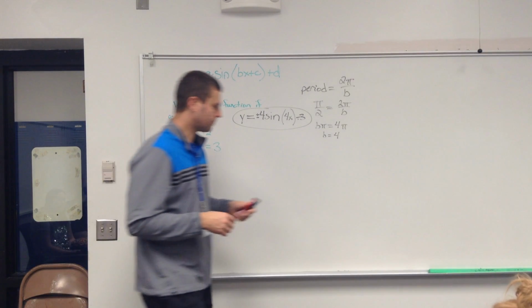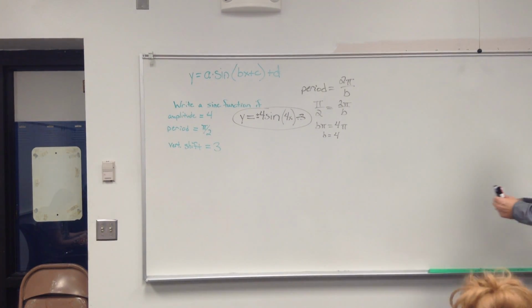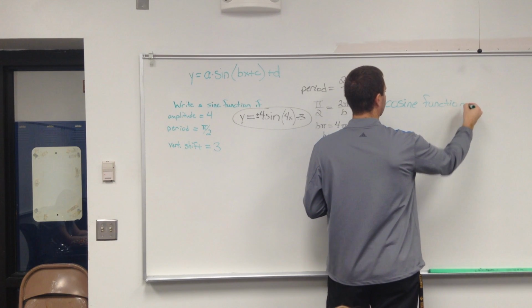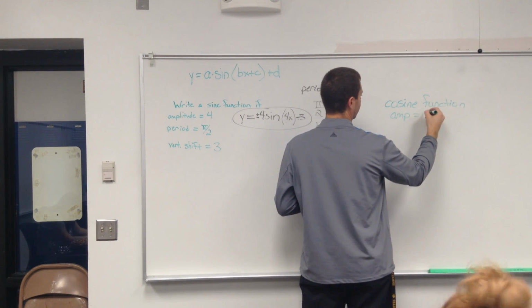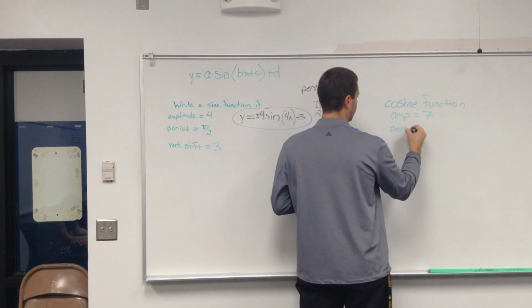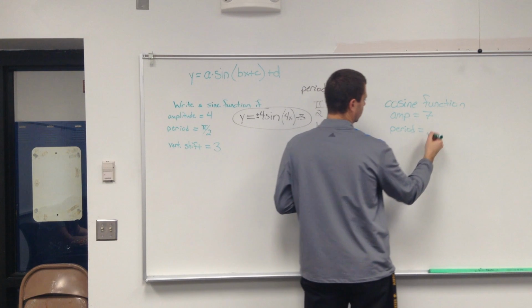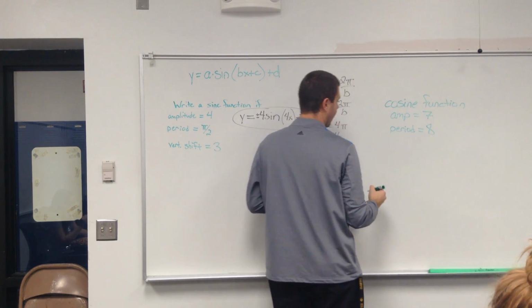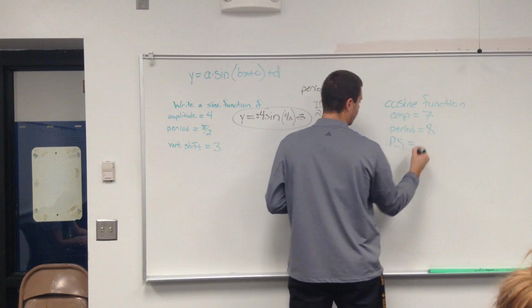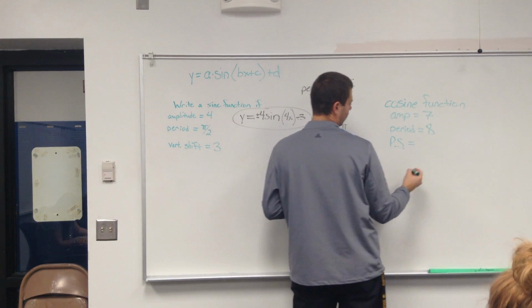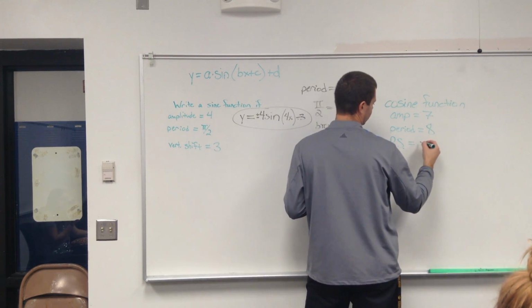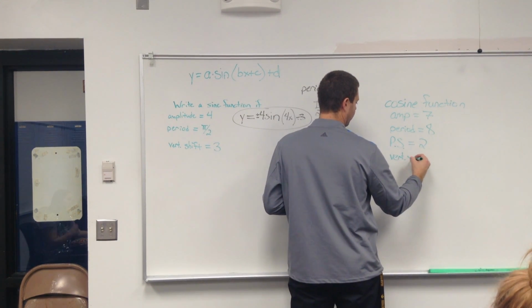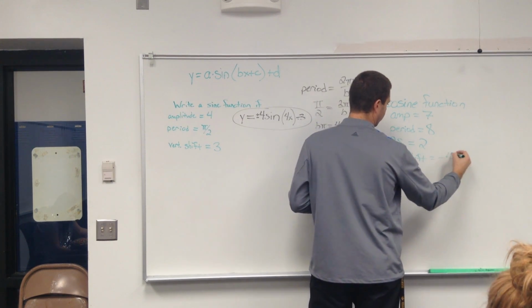Okay? So let's go cosine function. Let's say amplitude is 7. Period is, this could get a little weird here, let's go 8. Okay, let's go phase shift is 17. No, I don't put that. 2? Yeah. All right, fine. And a vertical shift of -4. We'll go -4. Sure.